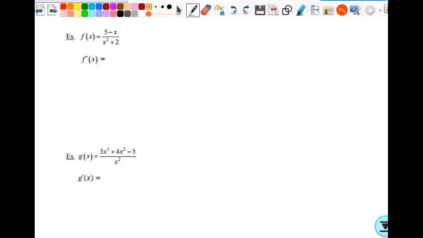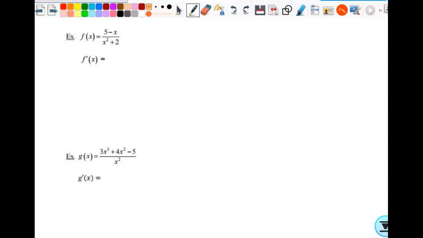You start with the derivative of the top. What's the derivative of f? What's the derivative of the numerator? No. The derivative of 5 is 0. Then yes, this gives you 0, but what's this derivative? Negative 1. Good catch on that. Why do you have 0? Okay.